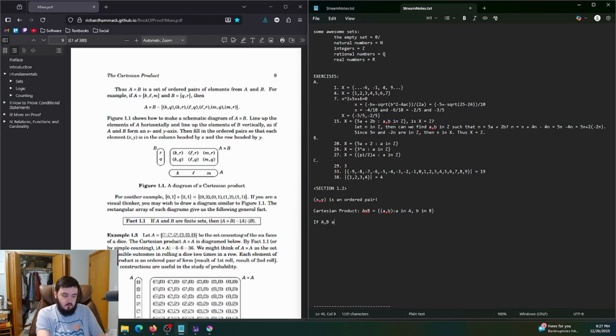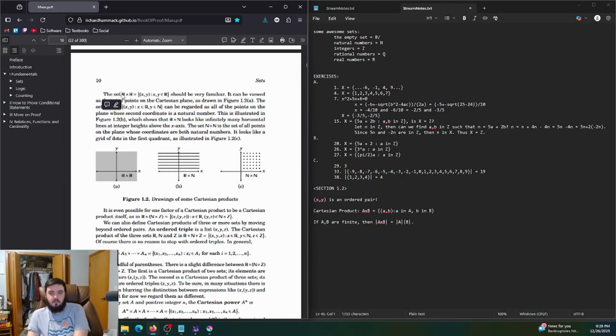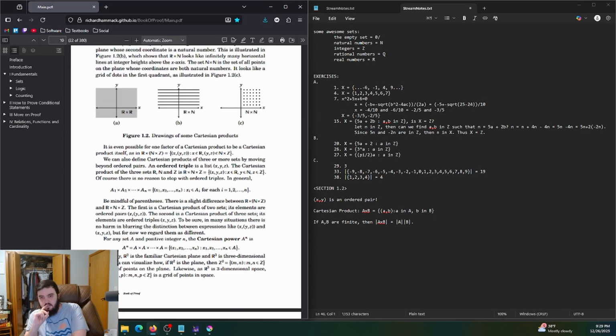If A, B are finite, then A cross B. R cross R, the plane. R cross N is a bunch of lines. N cross N is a bunch of dots. It is even possible for one factor of a Cartesian product to be a Cartesian product itself. You can nest these things. We can define the product of three or more sets by moving beyond ordered pairs.